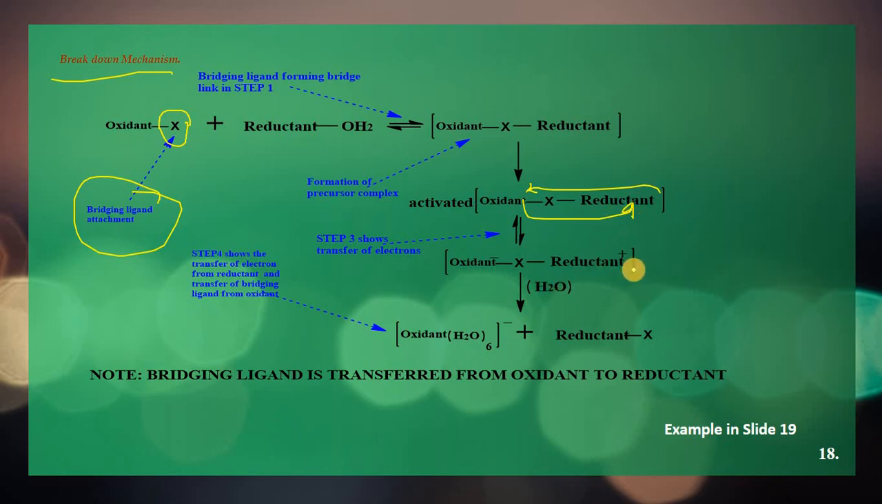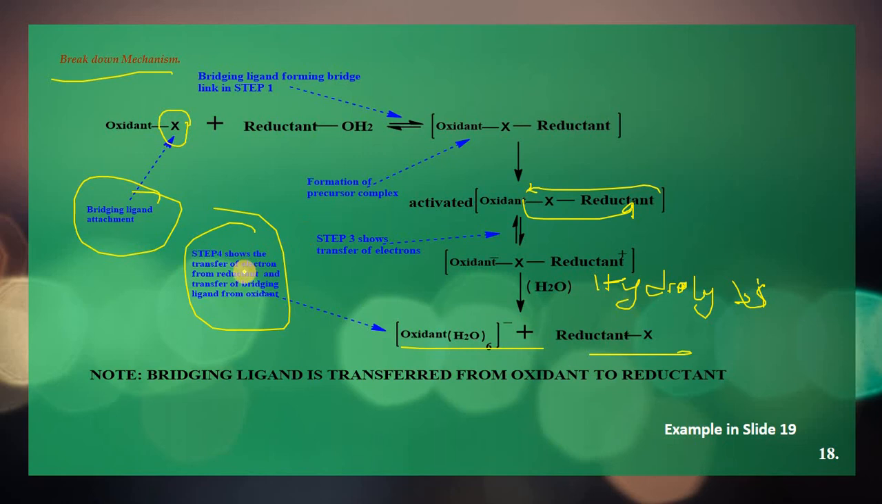So when transfer of electron takes place, hydrolysis tends to take place. When hydrolysis takes place, this is the final reaction, step 4. So it shows the transfer of electron from reductant and transfer of bridging ligand from oxidant. I guess I'm making sense. Transfer of electron from what? Reductant. Electron is being transferred from the reductant here.